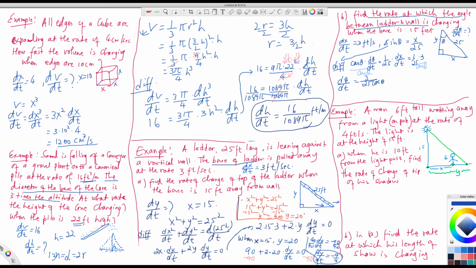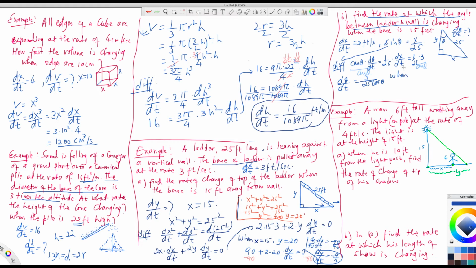And we took the right triangle and we took the ratio: sine theta is x over 25, because sine theta is opposite over the hypotenuse. And then I just find the derivative and plug in the value of dx over dt. Now I need to find cosine theta. So how do I find that?